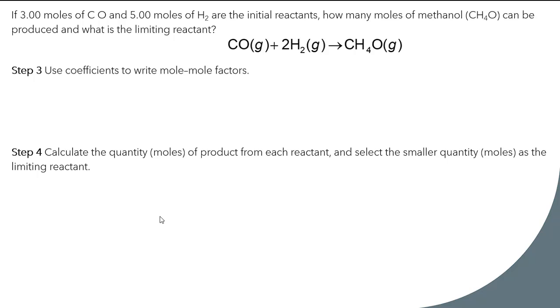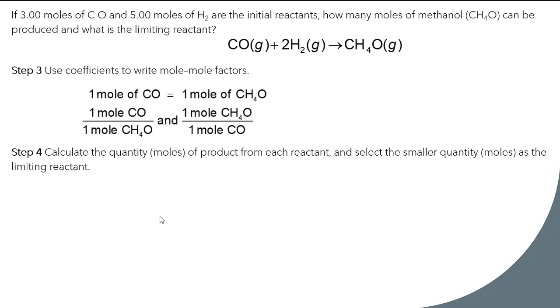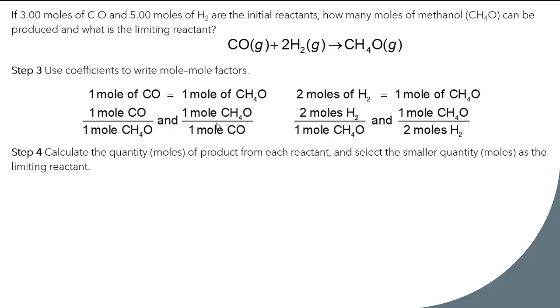Now we need to use the coefficients from our balanced chemical equation to write our mole-to-mole factors. For carbon monoxide, it's a 1-to-1 relationship, right? For every 1 mole of carbon monoxide, we get 1 mole of methanol. So we can get our 2 conversion factors from that one equality. For hydrogen, our relationship is a 2-to-1 stoichiometry. For every 2 moles of hydrogen gas, we produce 1 mole of methanol. And from that, we get our 2 conversion factors written opposite each other.